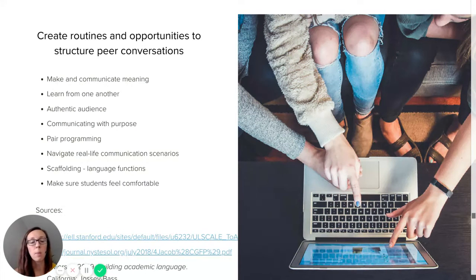Something like pair programming is an excellent example of structured peer conversation because each student has a role, and there are also certain kinds of language that we can support students in producing in pair programming. These kinds of situations really do help students to know how to navigate real-life communication scenarios. It's great practice for that. How often in life do we get to practice what we're going to say before we say it? Not often, but we can create those scenarios through really structured peer conversations.